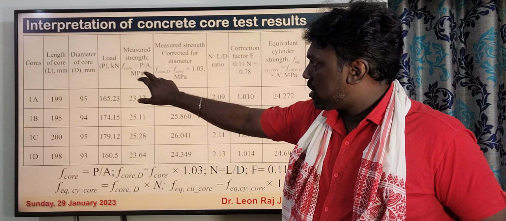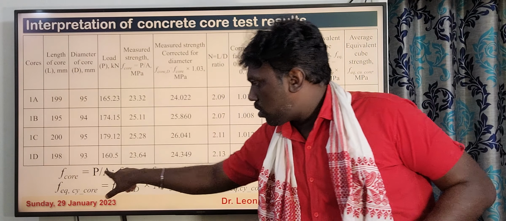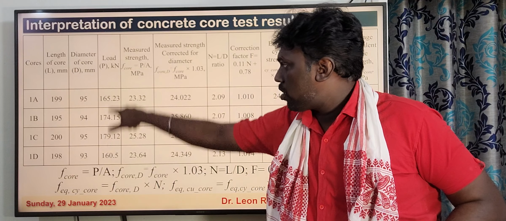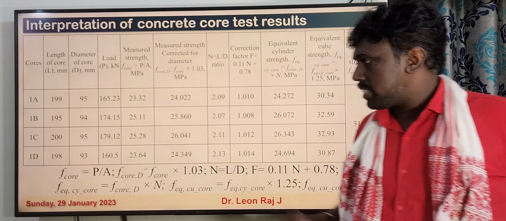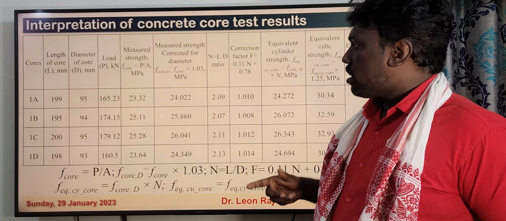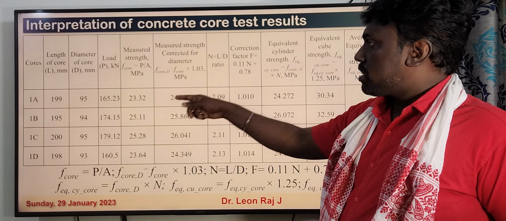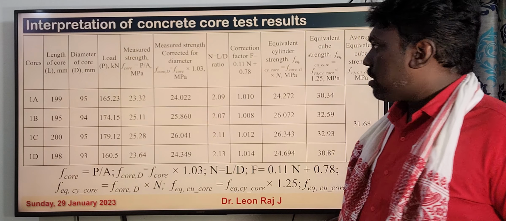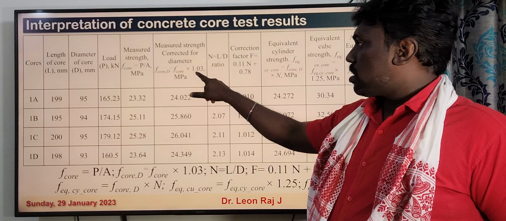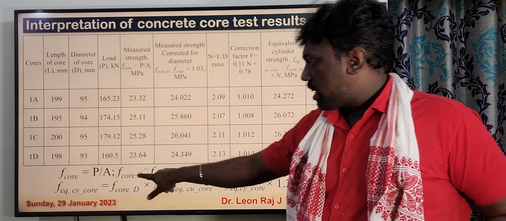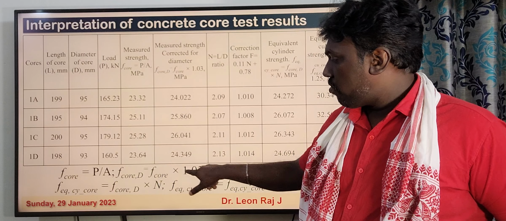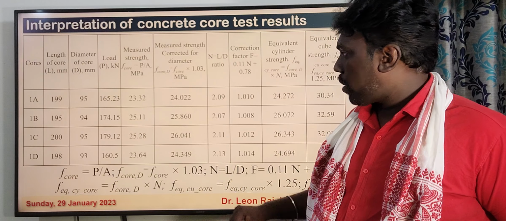So the formula is F core equal to load by area. This is the load, and using the diameter we find the area. So that is load by area, and we get the measured strength. Here the diameter of the core is 95 mm, and we are applying the correction factor, that is equal to 1.03. So F core D is equal to F core into 1.03. You are multiplying the measured strength by 1.03.